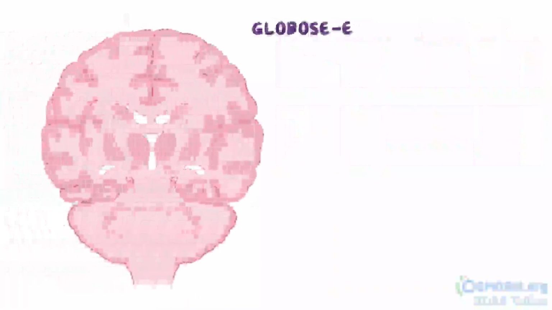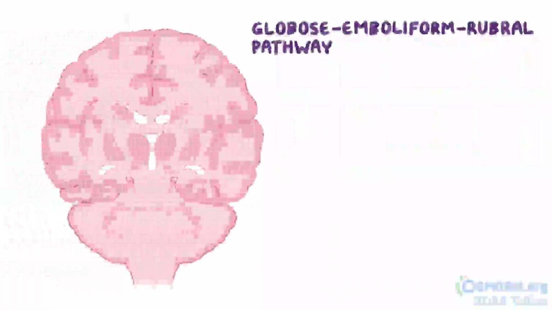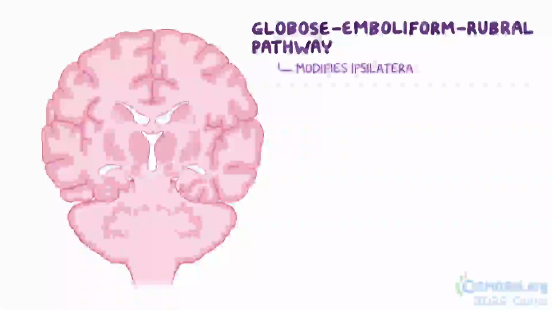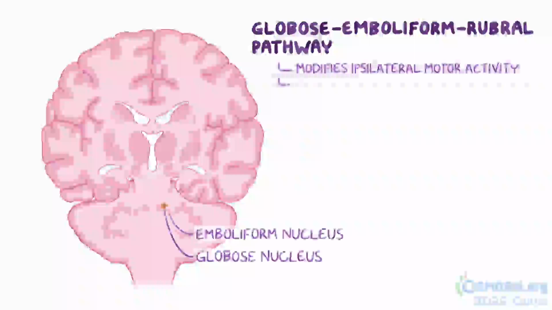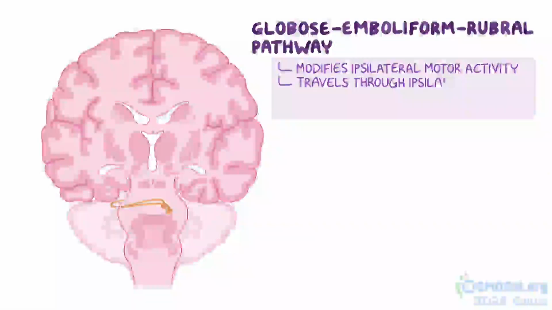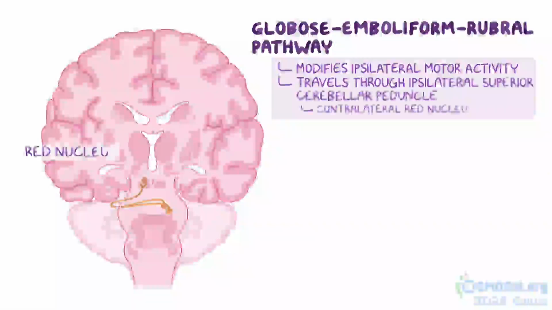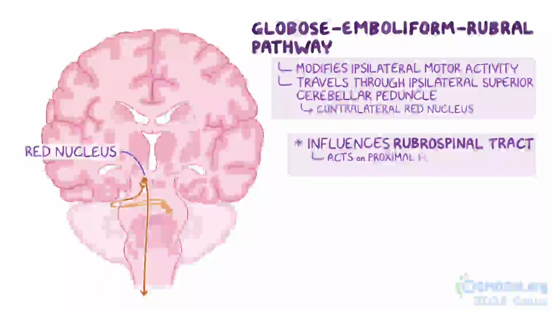Next, there's the globose emboliform rubral pathway, which also influences ipsilateral motor activity. These efferent fibers begin in the globose and emboliform nuclei, travel across the midline through the superior cerebellar peduncle, and synapse with the contralateral red nucleus. This pathway influences motor activity of the rubrospinal tract, which acts on proximal flexor musculature of the upper limb.